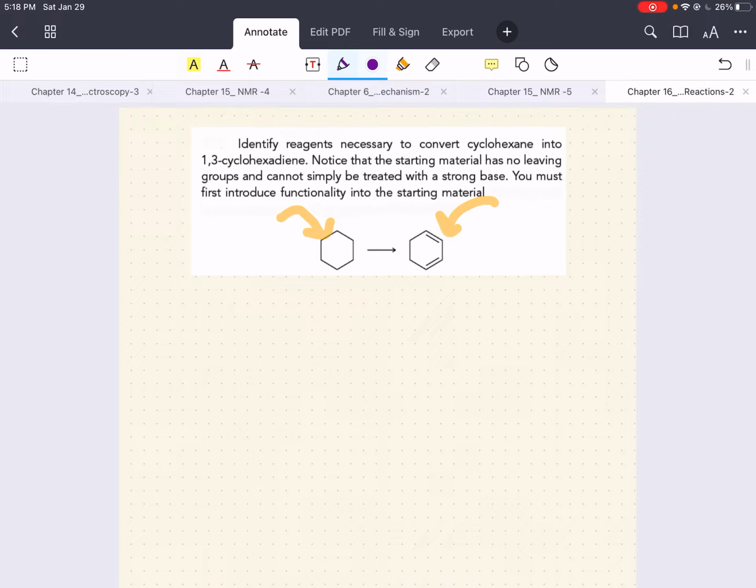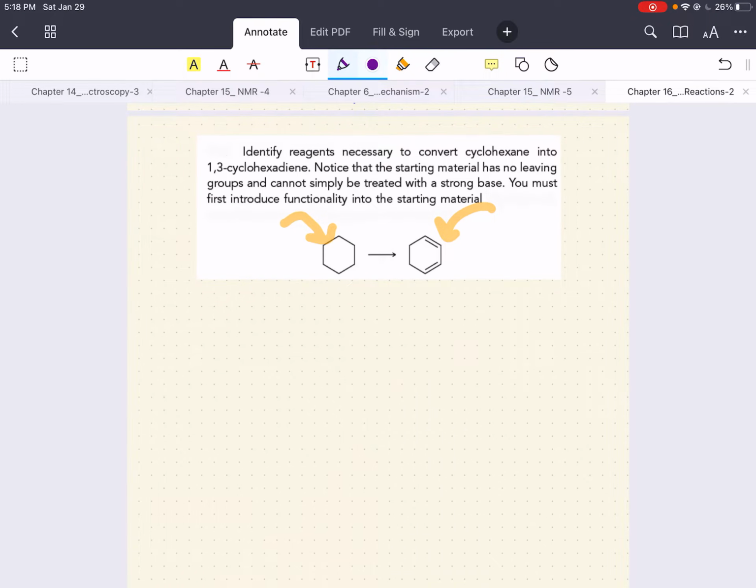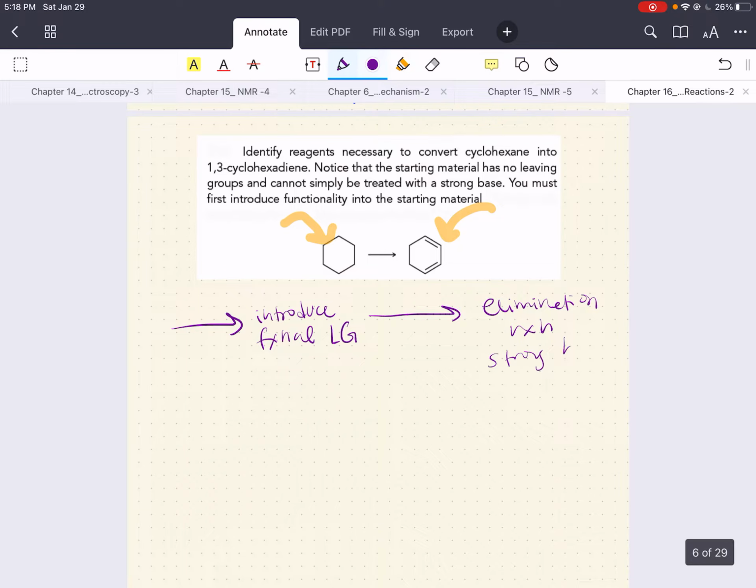If you read this again, it says the first thing you need to do is introduce a functional group, a good leaving group. Actually, let's write that down: a good functional leaving group. And then you can do an elimination reaction using a strong base. They kind of sketched out the step-by-step process for this synthesis problem. So now it's just up to us to recall what kind of reagents we need to introduce a functional leaving group and to do an elimination reaction.